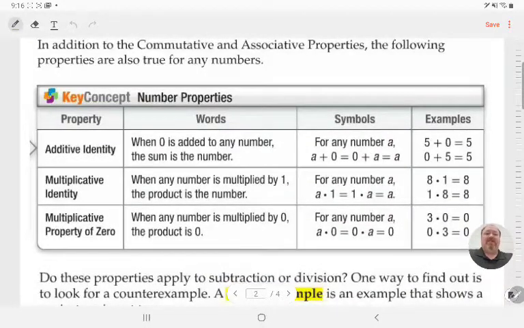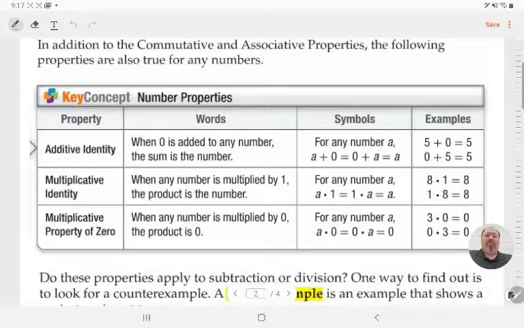So in addition to the commutative and associative properties, there are other properties that are also true for any numbers. So we have the additive identity. And this is when 0 is added to any number, the sum or the answer is the number. So for example, 5 plus 0 equals 5, or 0 plus 5 equals 5. So any number added to 0 will be that number.